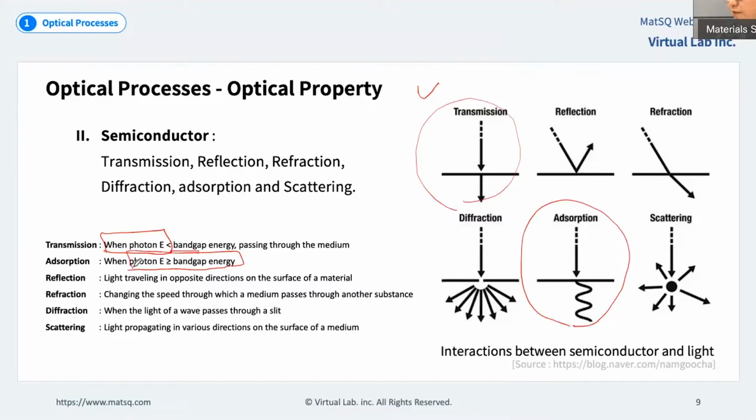We know reflection, refraction, diffraction, and scattering. Reflection is light traveling in the opposite direction at the surface of a material. Refraction is the change in the speed of light as it passes from one medium into another substance. Diffraction is here, when the light passes through a slit. And scattering is this one: the light propagates in various directions on the surface of the medium, like this incident here, and like this. This is scattering. This is the interaction between a semiconductor and light.